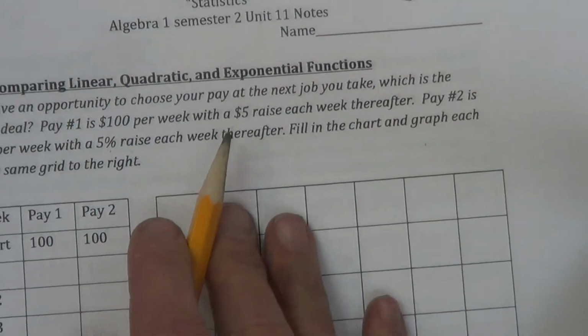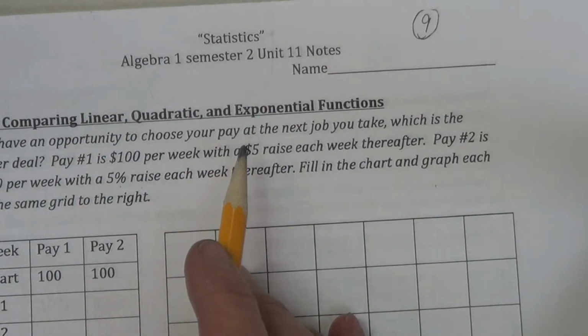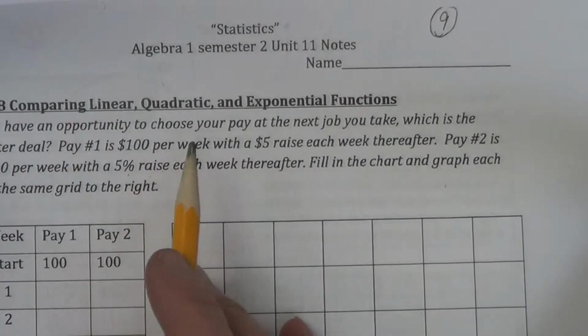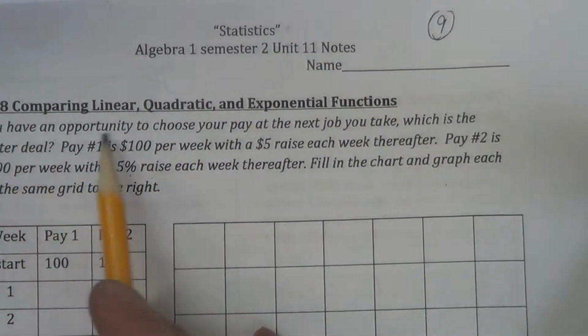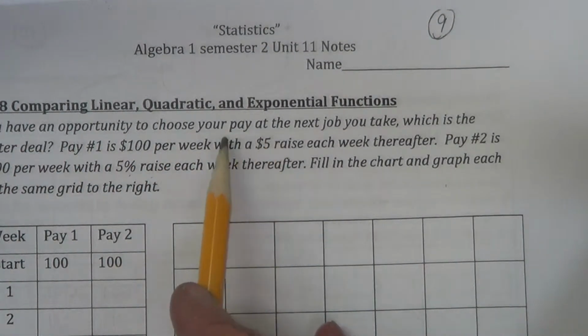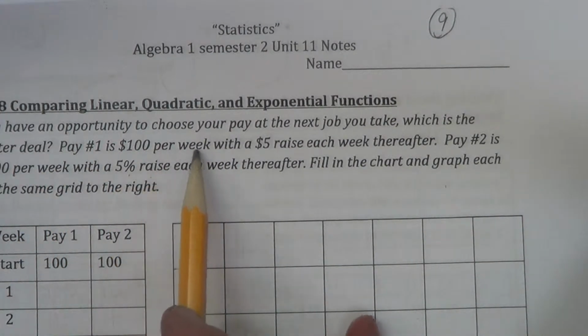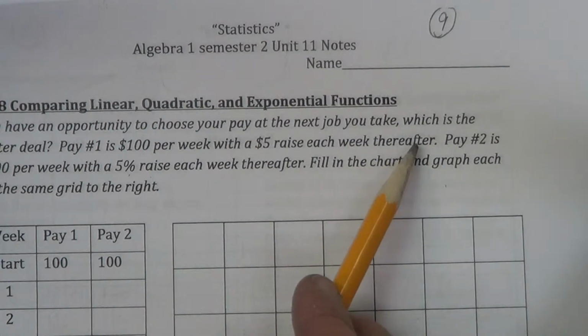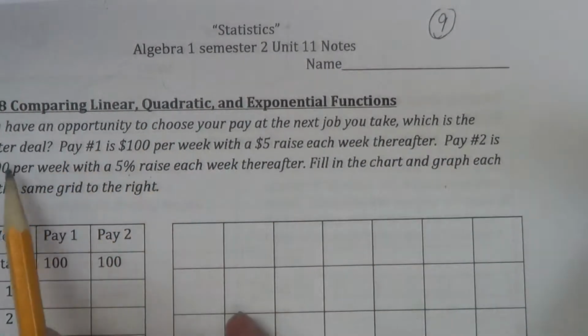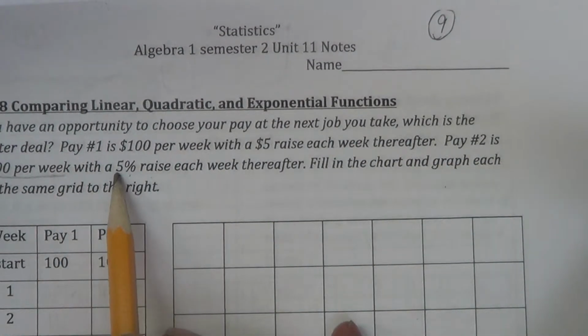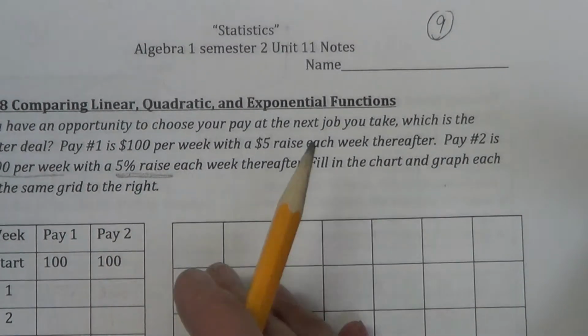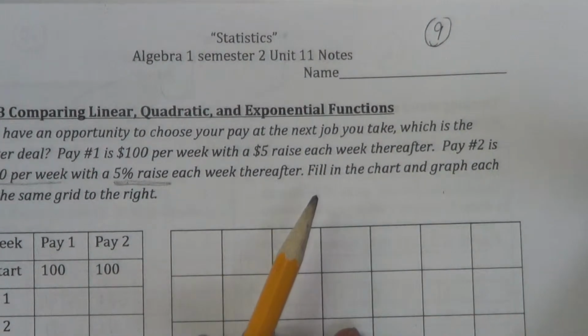We are going to look at comparing linear, quadratic, and exponential functions today. You have an opportunity to choose your pay at the next job you take. Which is the better deal? Pay number 1 is $100 a week with a $5 raise each week thereafter. Pay number 2 is $100 per week with a 5% raise after that.